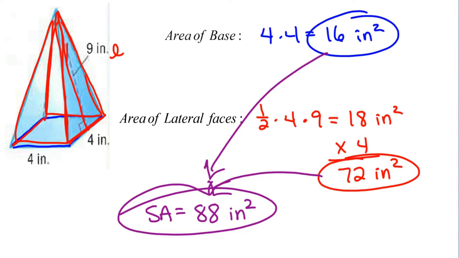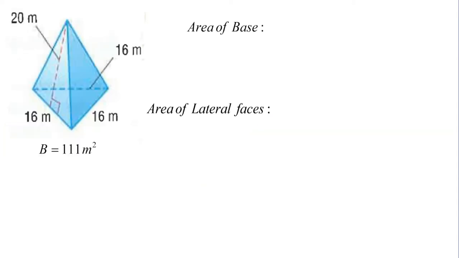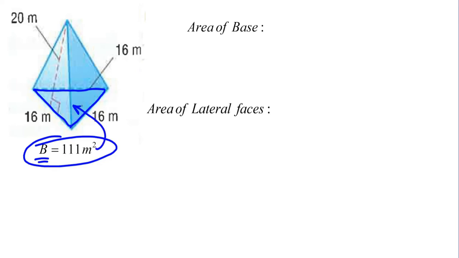So again, pretty repetitive here. Let's take a look at this one. This one doesn't have a square base. So the area of my base is going to be the area of this triangle right here. And if you look carefully, it's already given to me. So this big B is saying the area of the base. So the area of this base right here is already given, so I don't actually have to do any calculations on that. The base is 111 square meters. So that's done for me, which is nice.